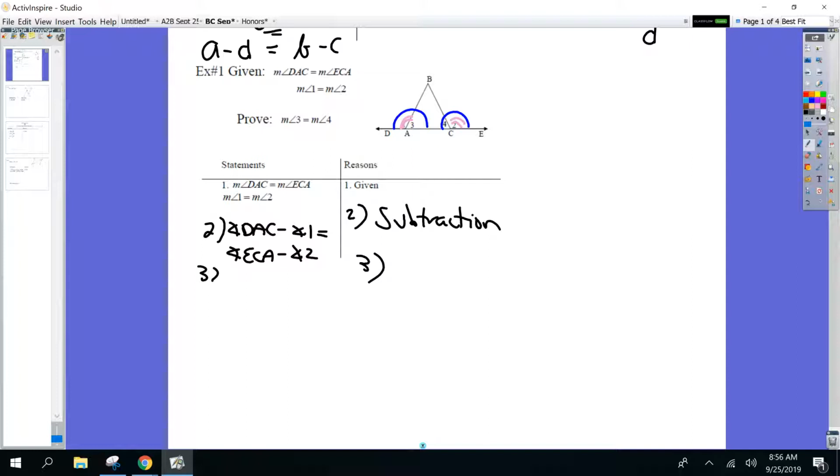But as we stated yesterday, whatever's in the proof statement needs to be your last statement in your proof. Okay, what's another name for straight angle DAC if I take away angle 1 from it? What's left over? Angle 3. And same thing here. If I take straight angle ECA and take away angle 2, what's left? Angle 4.